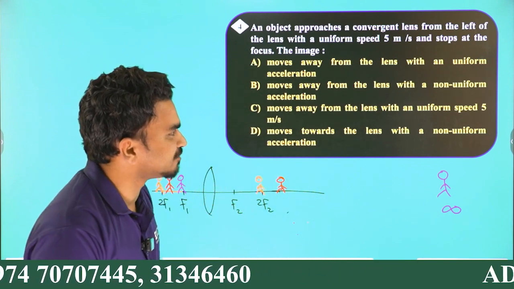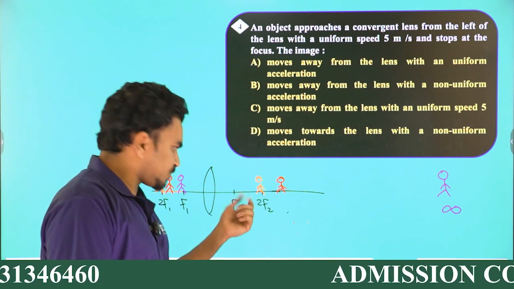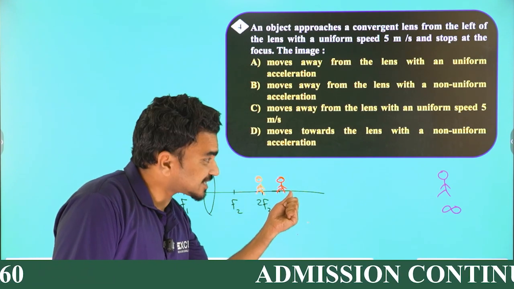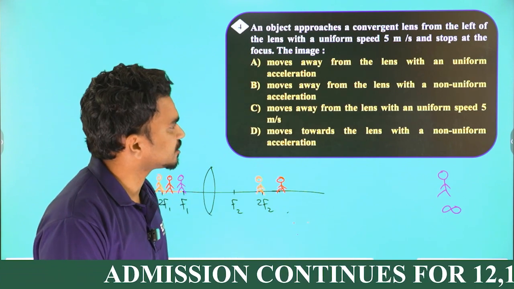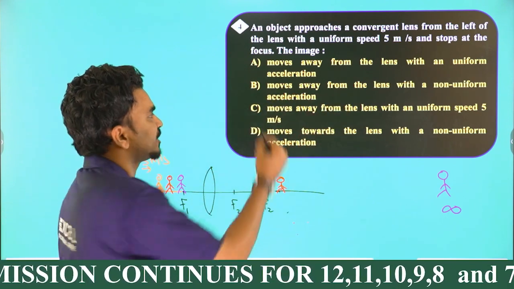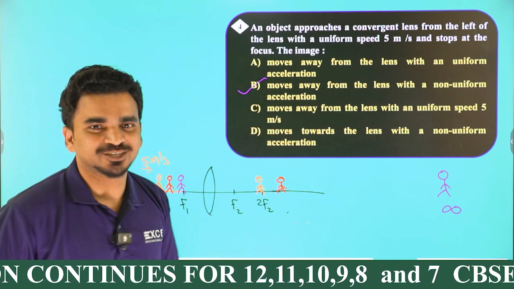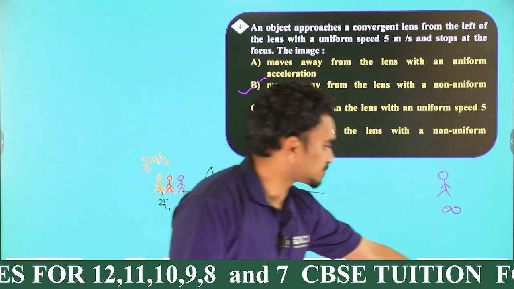Okay, so which option will be true then? It is non-uniform acceleration, because initially I am running slowly, later I run fast. So it's called non-uniform acceleration. And it moves away from the lens. Non-uniform acceleration, option B is the answer. You got the idea, right? Yes. Let's move to the next question.